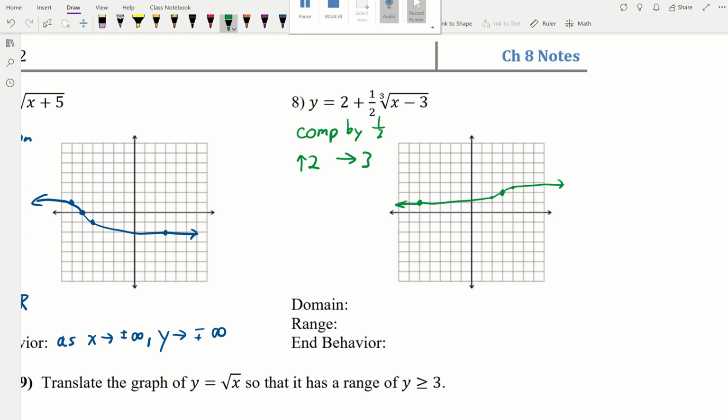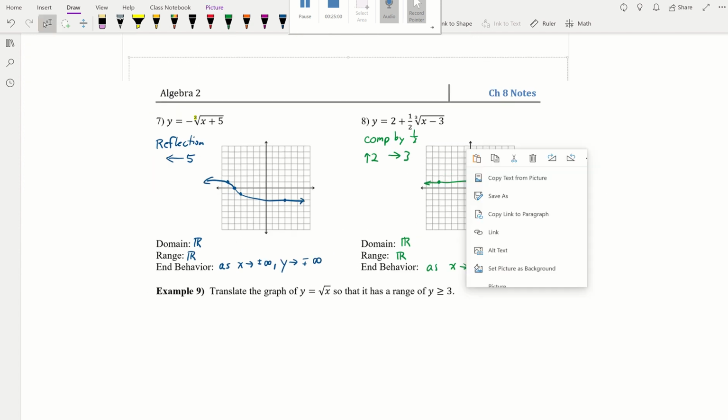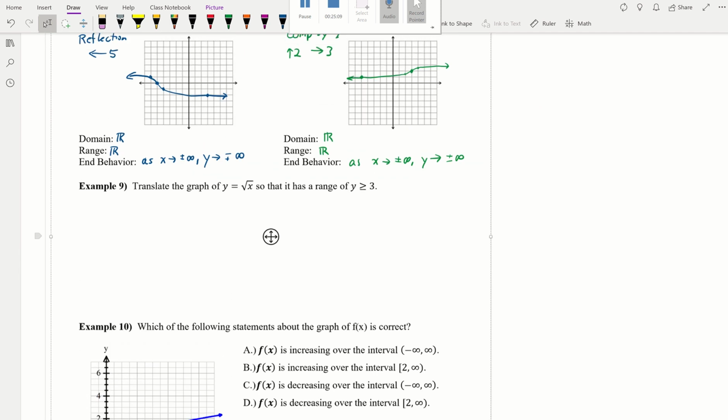For domain, we're going left and right forever, so that's all real numbers. Range, going up and down forever, so all real numbers. And then our end behavior, as x is approaching plus or minus infinity, y is approaching, well, again, top sign is the right, it's going up, plus, minus, infinity. Guys, rewatch the video as you need to be able to understand how to graph these. A couple more examples, and then that'll be it for these notes.